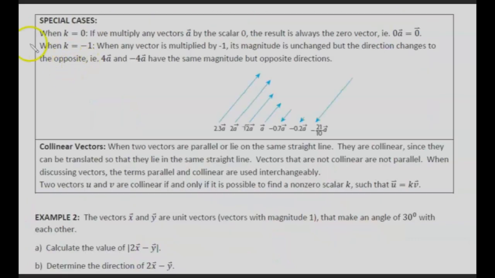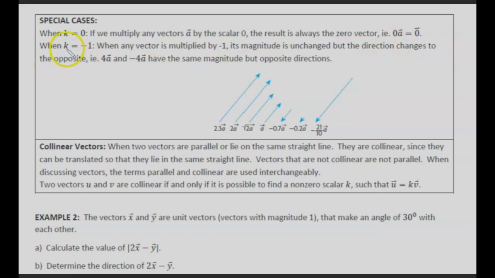So here are some special cases. When k equals 0, so if we multiply any vector a by a scalar 0, the result is always the 0 vector. So for example, 0 times vector a equals the 0 vector, because remember, then we're going to have 0 as the magnitude.